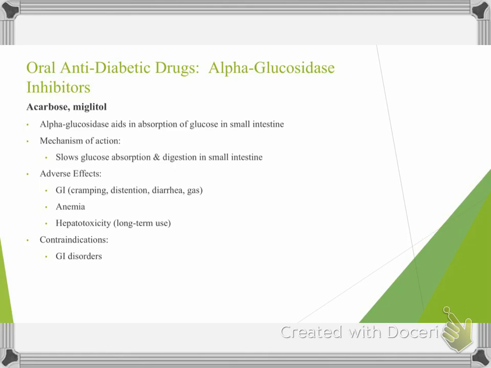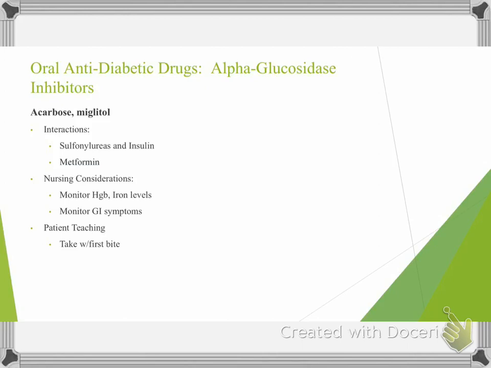It can cause hepatotoxicity if it is used long term. So we're going to do a baseline liver function test and then continue to monitor it every now and then. We will stop the medication if elevation does occur, and it will go back to normal after we stop the medication. So contraindications, if they already have GI disorders, we don't want to use it. This would be like irritable bowel syndrome, Crohn's, ulcerative colitis, basically because we're manipulating the small intestines. If they already have a problem, we don't want to cause any more of a problem.